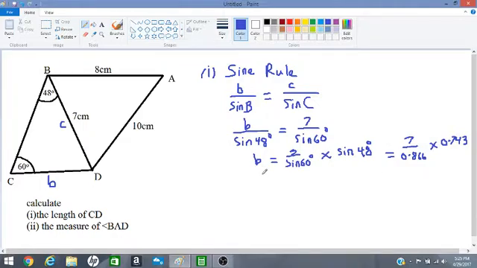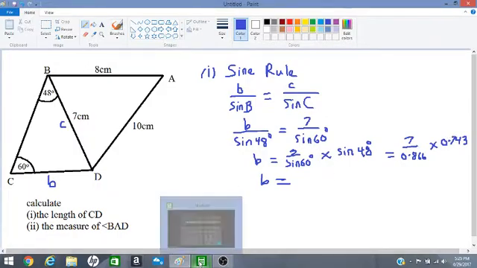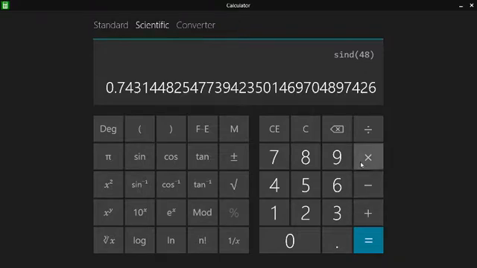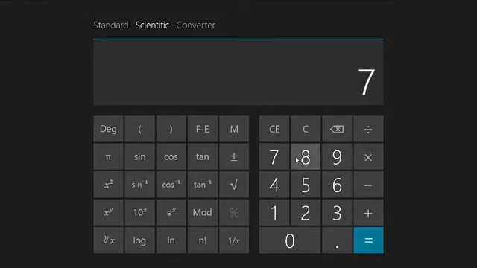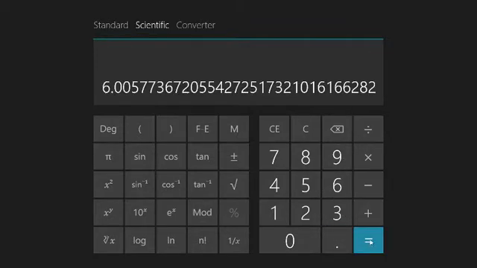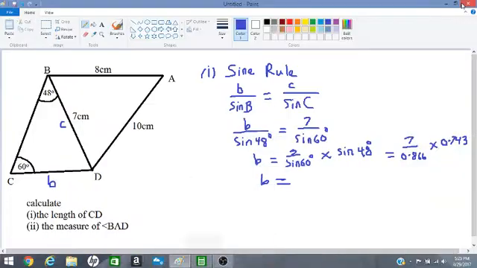So let's work this out now. b is equal to 7 multiplied by 0.743 divided by 0.866, which equals approximately 6. So b would be about 6 centimeters. This missing length, which is the same as CD. So this is it here, 6 centimeters.